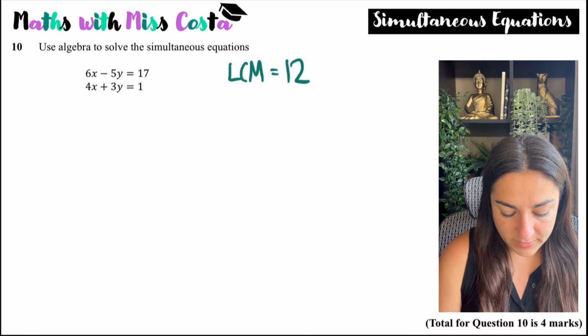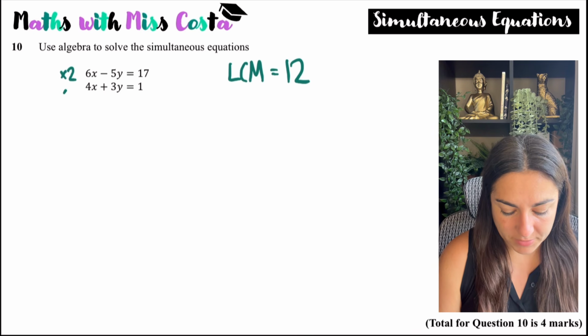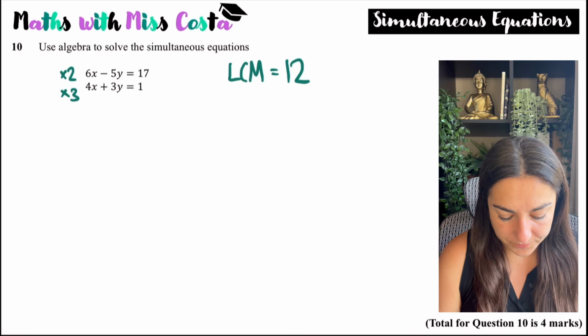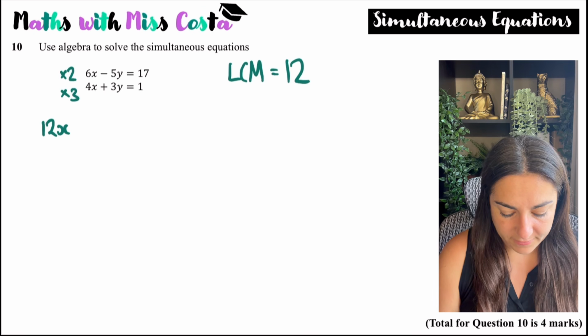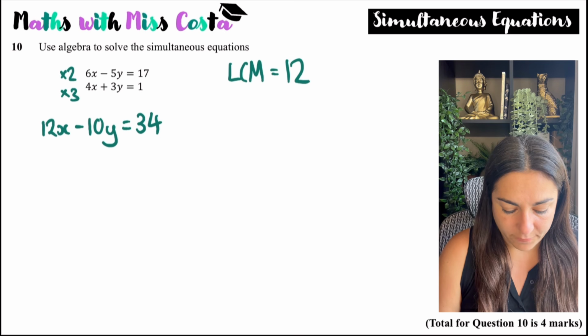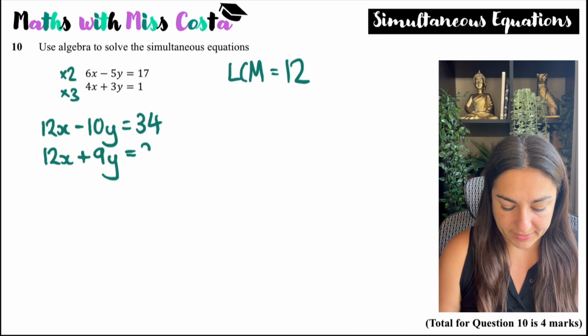So to get to 12, I'm going to multiply this whole equation by 2, and then I'm going to multiply this whole equation by 3. So 6x times by 2 is 12x, 5y times 2 is 10y, and 17 times by 2 is 34. Then 4x times 3 is 12x, 3y times 3 is 9y, and 1 times 3 is 3.